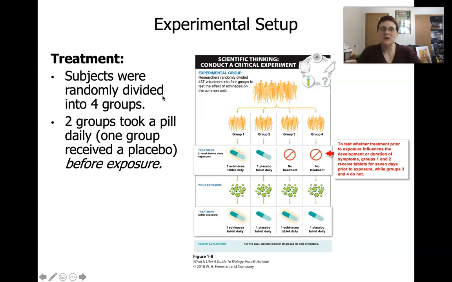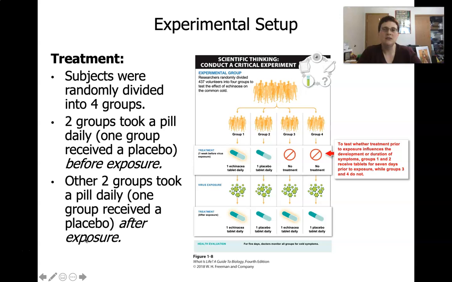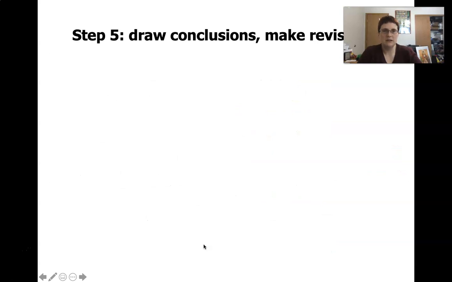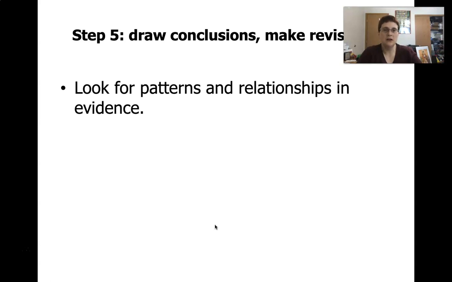So the treatment, they divided them into 4 groups. 2 groups took a pill daily, 1 group with the placebo before exposure, and then the other 2 groups took a pill daily, with 1 group getting that placebo after exposure every time. So then after the experiment's done, it's time to start drawing our conclusions, which means taking the data, looking for patterns and relationships in that evidence, seeing what happened.